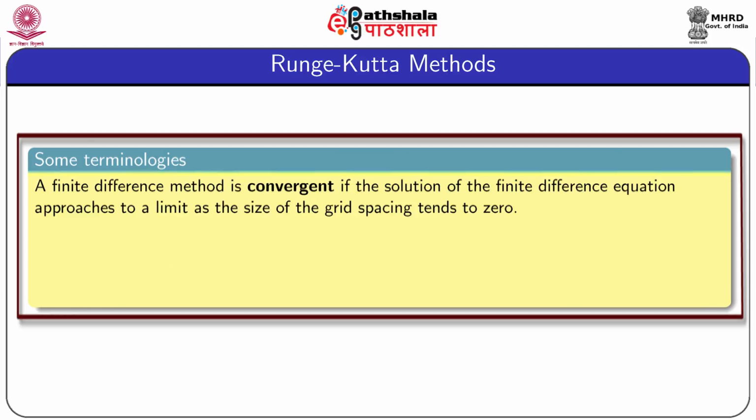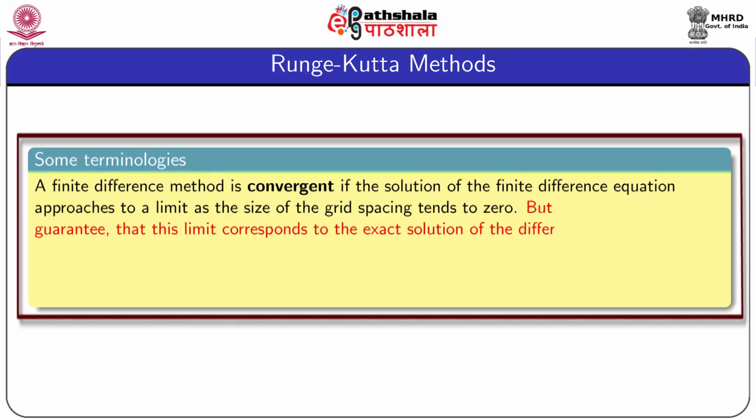A finite difference method is convergent if the solution of the finite difference equation approaches a limit as the size of the grid spacing tends to 0. That means, if the spacing h tends to 0, then the set of solutions converges to a point. But in general, there is no guarantee that this limit corresponds to the exact solution of the differential equation. So, this is a very important observation for numerical solution.